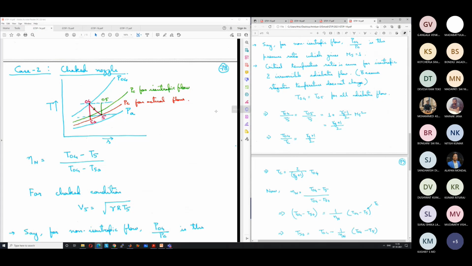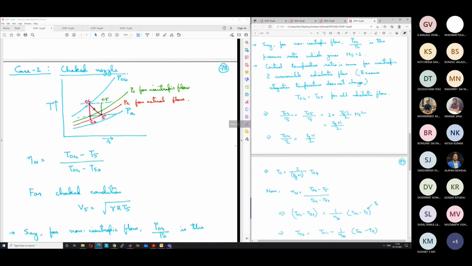So for point 5, T05 by T5 is 1 plus gamma minus 1 by 2 M5 square. Because Mach number is 1 at point 5, we can replace M as 1. So this leads us to 1 plus gamma minus 1 by 2 into 1 square, which is gamma plus 1 by 2. Gamma here is the gamma of gas, so I'm not repeating gamma G. All the gamma will be gamma G in these cases. So T05 by T5 is gamma plus 1 by 2. And because T04 is equal to T05, T04 by T5 is also gamma plus 1 by 2.